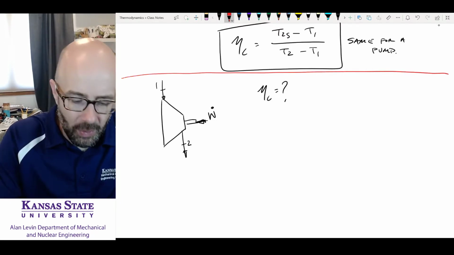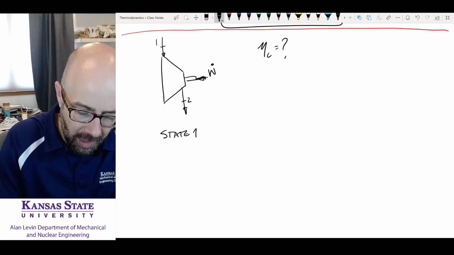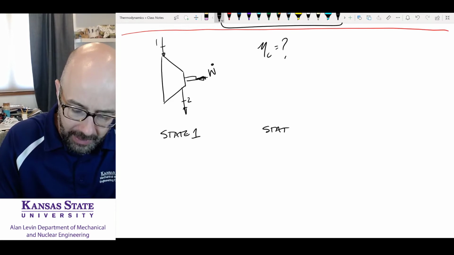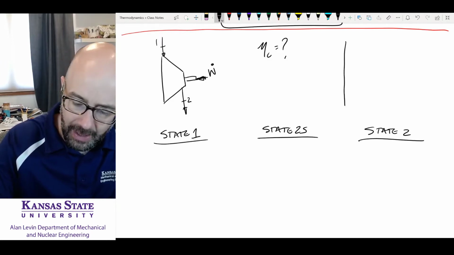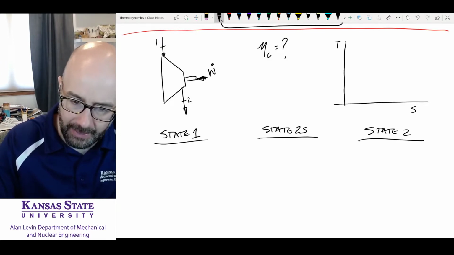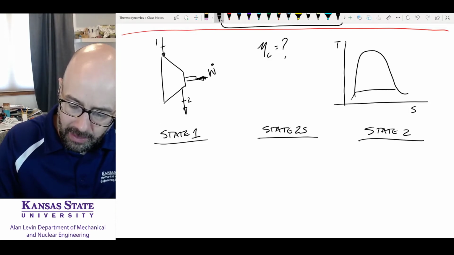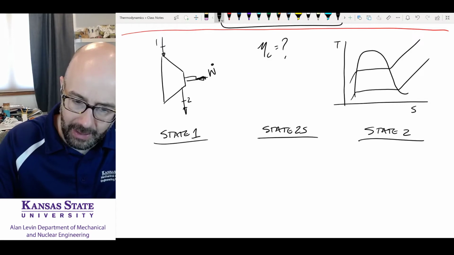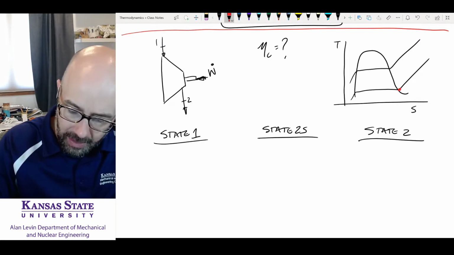When we do problems like this, what I like to do is set up state 1, state 2s, and state 2. And I like to draw this on a TS diagram as well. We're dealing with water vapor, so we're going to have a vapor dome. We're going to have our pressures like this, and this is going to be my state 1. This is going to be my state 2s. This is going to be my state 2.